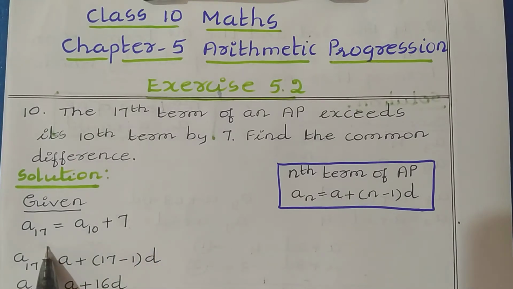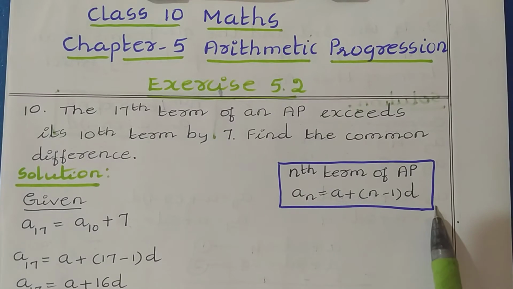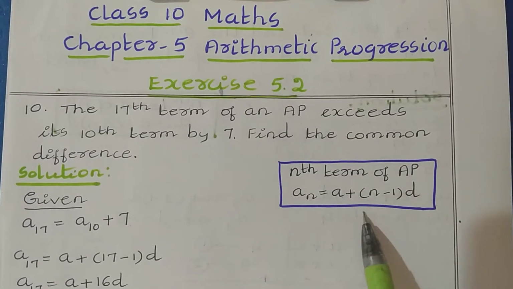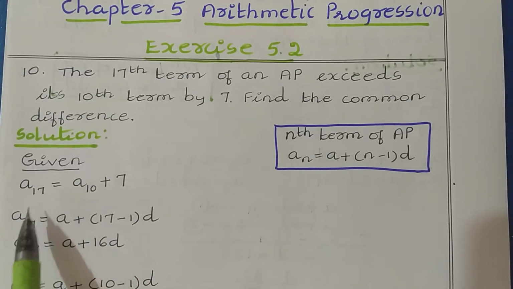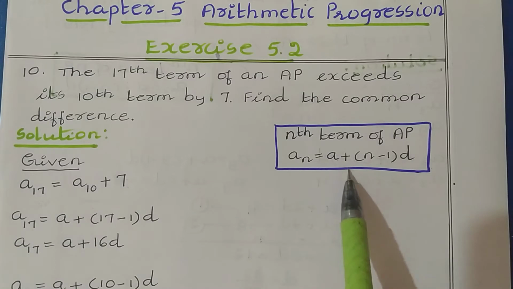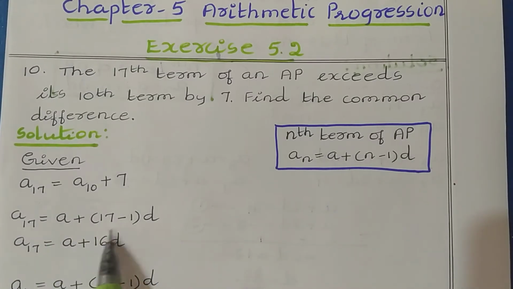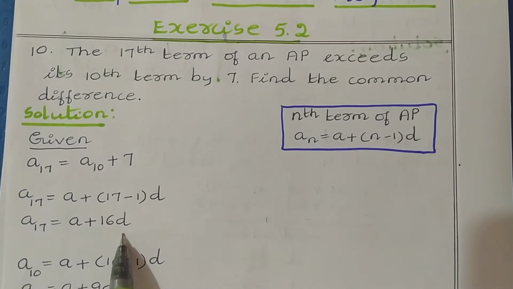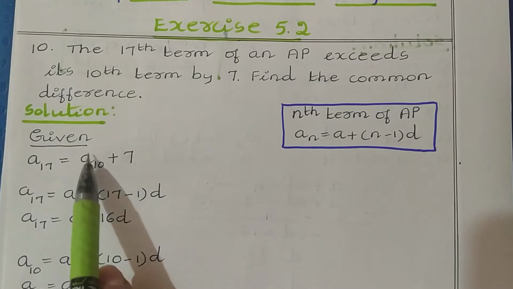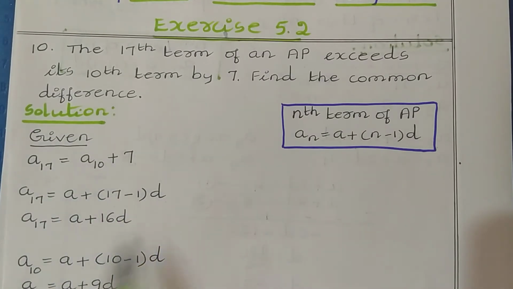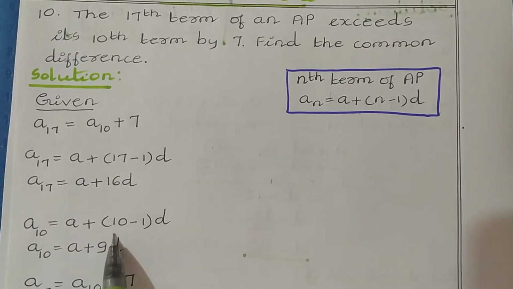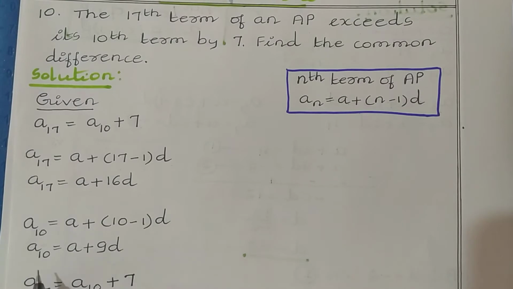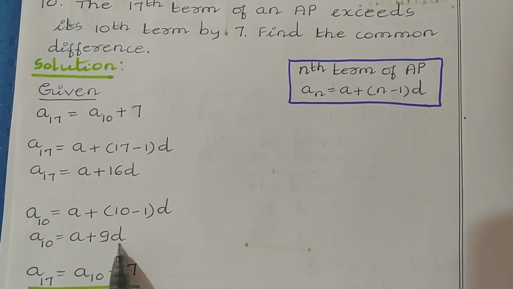Now here apply the formula, nth term of an arithmetic progression an is equal to a plus n minus 1 into d. First A17, n is 17. So A17 is equal to a plus 17 minus 1 into d. A17 is equal to a plus 16d. Next find the 10th term A10. Here I am taking n as 10. A10 is equal to a plus 10 minus 1 into d. A10 is equal to a plus 9d.